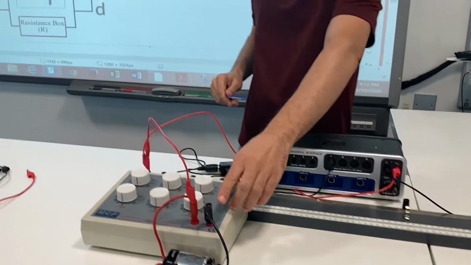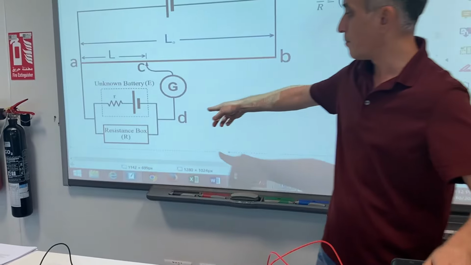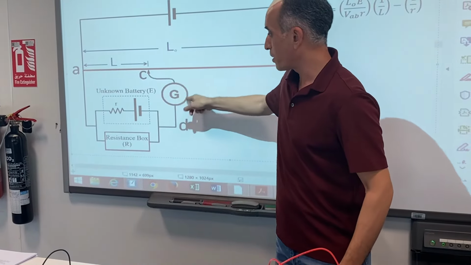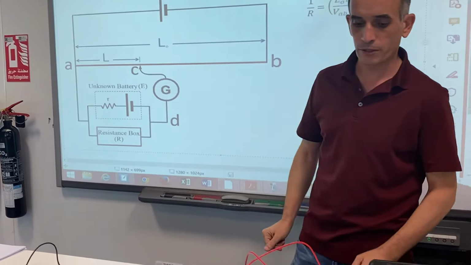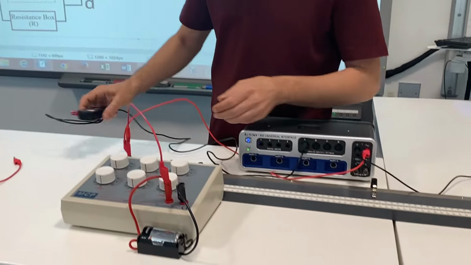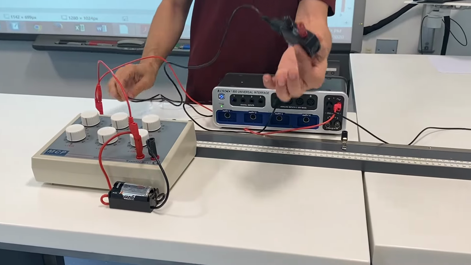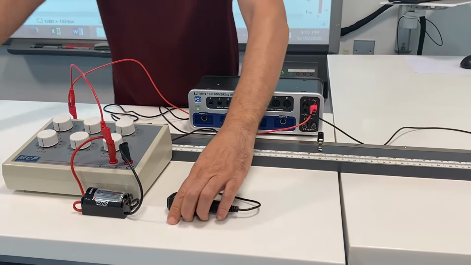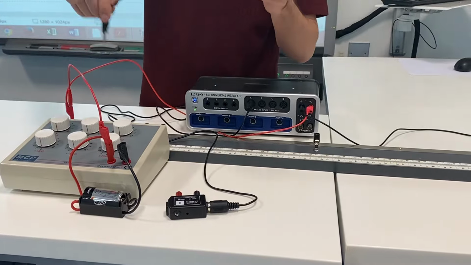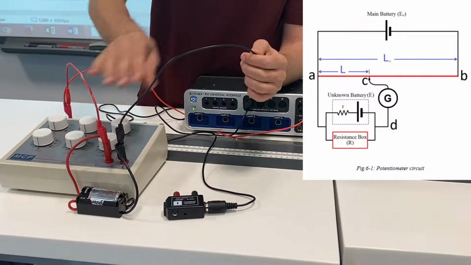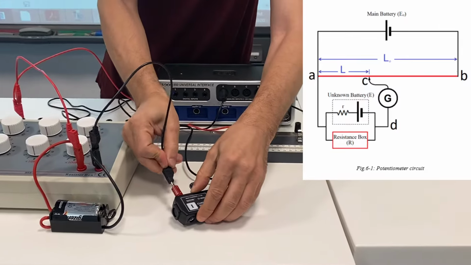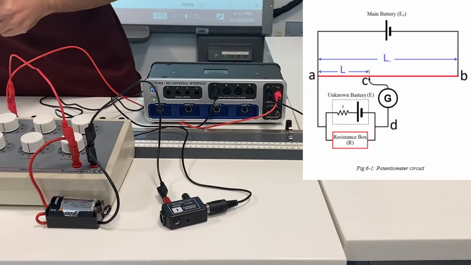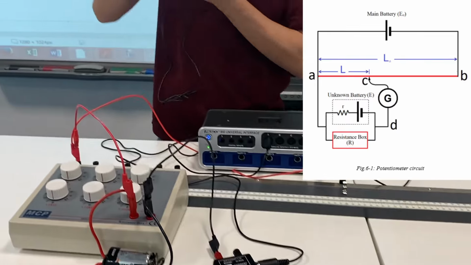Now the other side, according to our diagram, is connected to the galvanometer, and the other side of the galvanometer is connected to the pointer. So remember that in this experiment we'll replace the galvanometer with the current sensor. So one side of the current sensor is connected to the negative side of the unknown battery. And the other side is connected to the pointer.